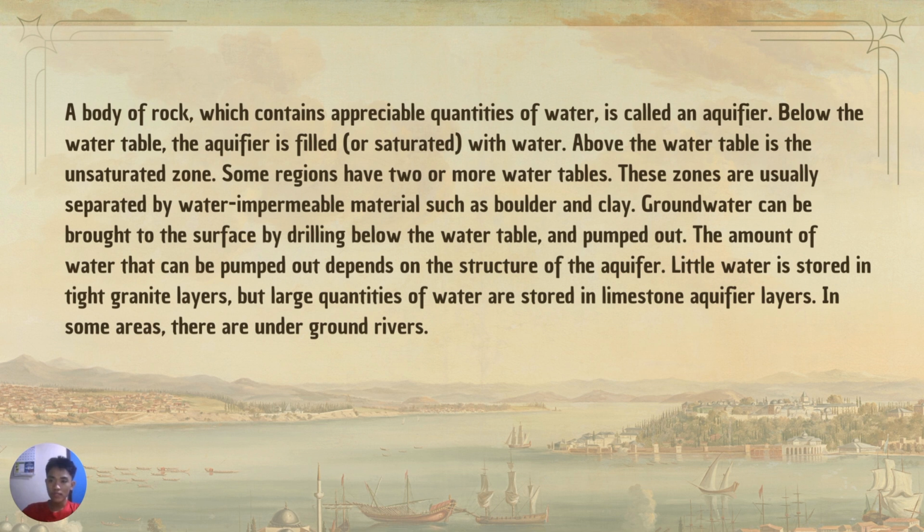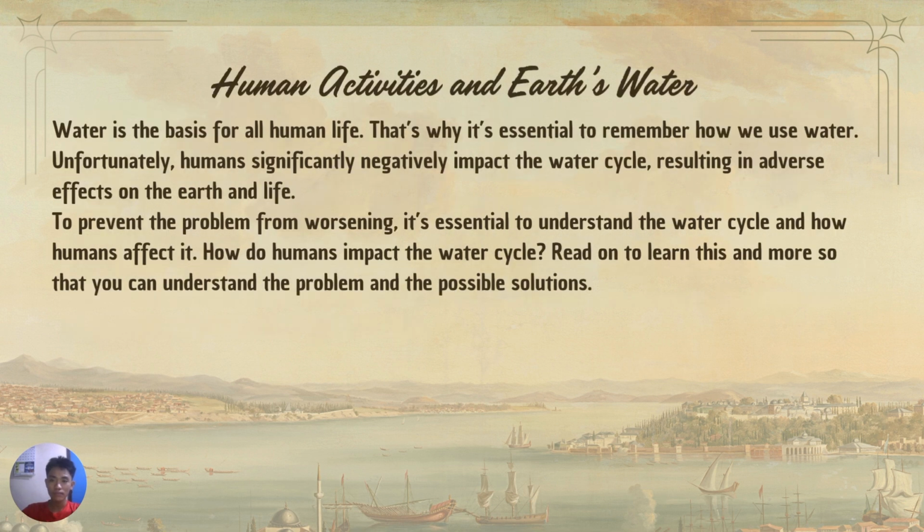An aquifer is a rock layer that contains water. Below the water table, the aquifer is saturated with water, while above it is the unsaturated zone. Groundwater can be pumped from the aquifer by drilling below the water table. The amount of water that can be extracted depends on the aquifer structure, with limestone storing more than granite. Some areas also have underground rivers.